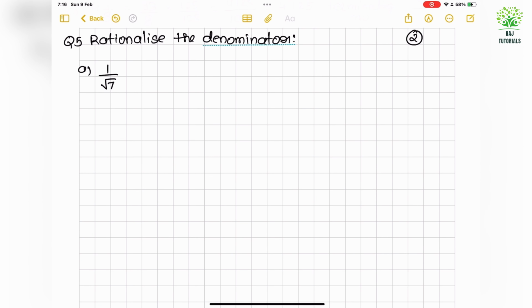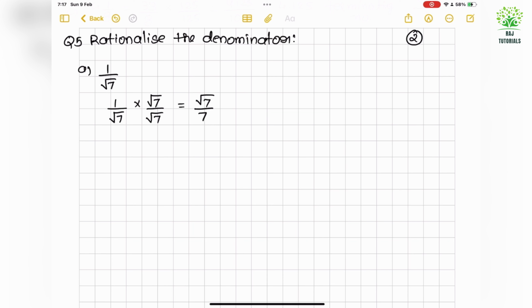Now the next question says, rationalize the denominator. First is 1 upon root 7. So here, 1 upon root 7, to rationalize it I have to multiply by the conjugate. So root 7 upon root 7. So that will be root 7 upon 7. So that is my answer. I have rationalized the denominator.